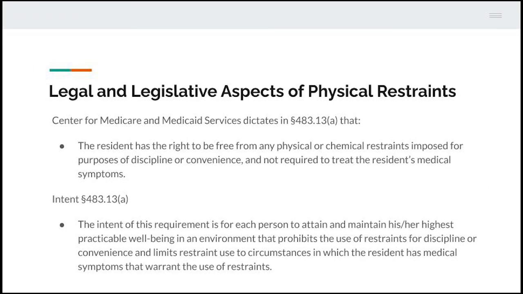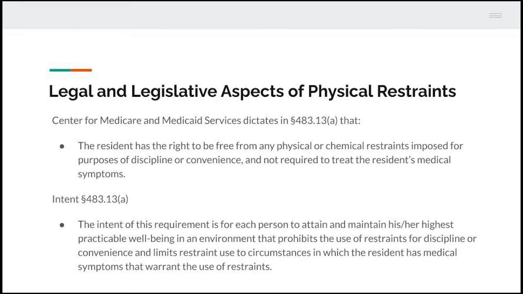Now, every time a restraint is used, it opens up the facility to litigation. So we're going to talk a little bit about the legal and legislative aspects of physical restraints. The Centers for Medicare and Medicaid Services dictates that the resident has the right to be free from any physical or chemical restraints imposed for purposes of discipline or convenience and not required to treat the resident's medical symptoms.